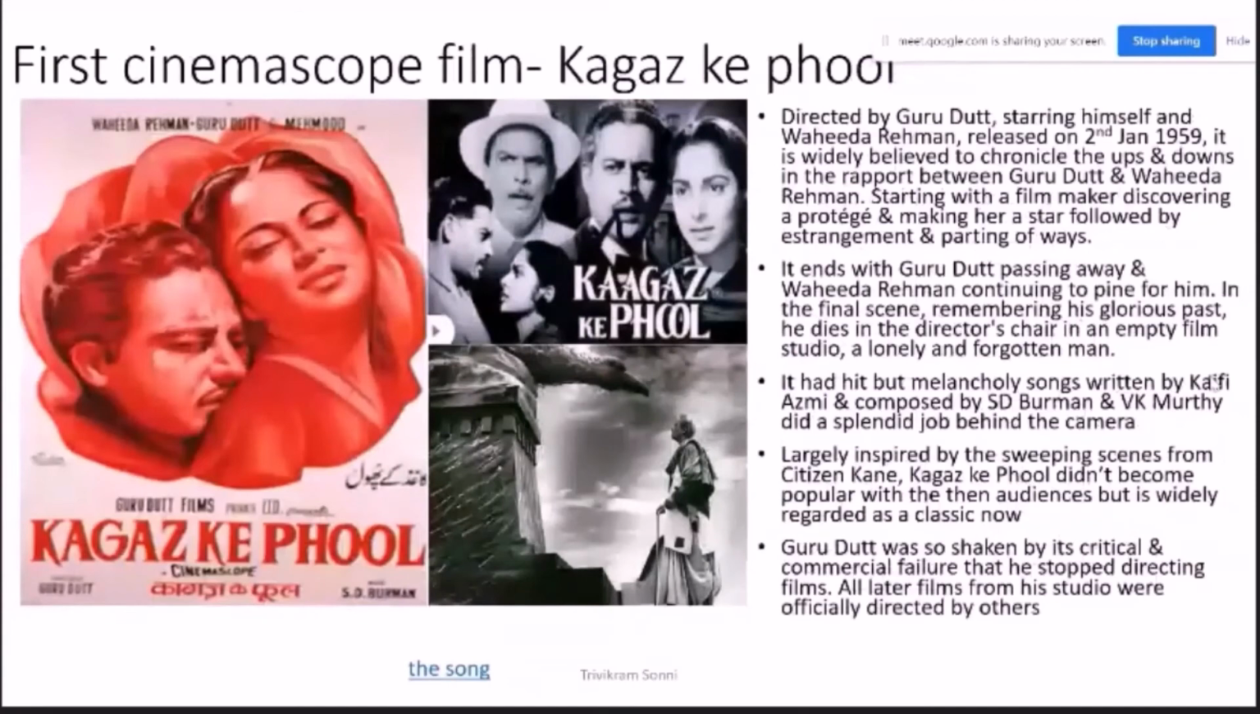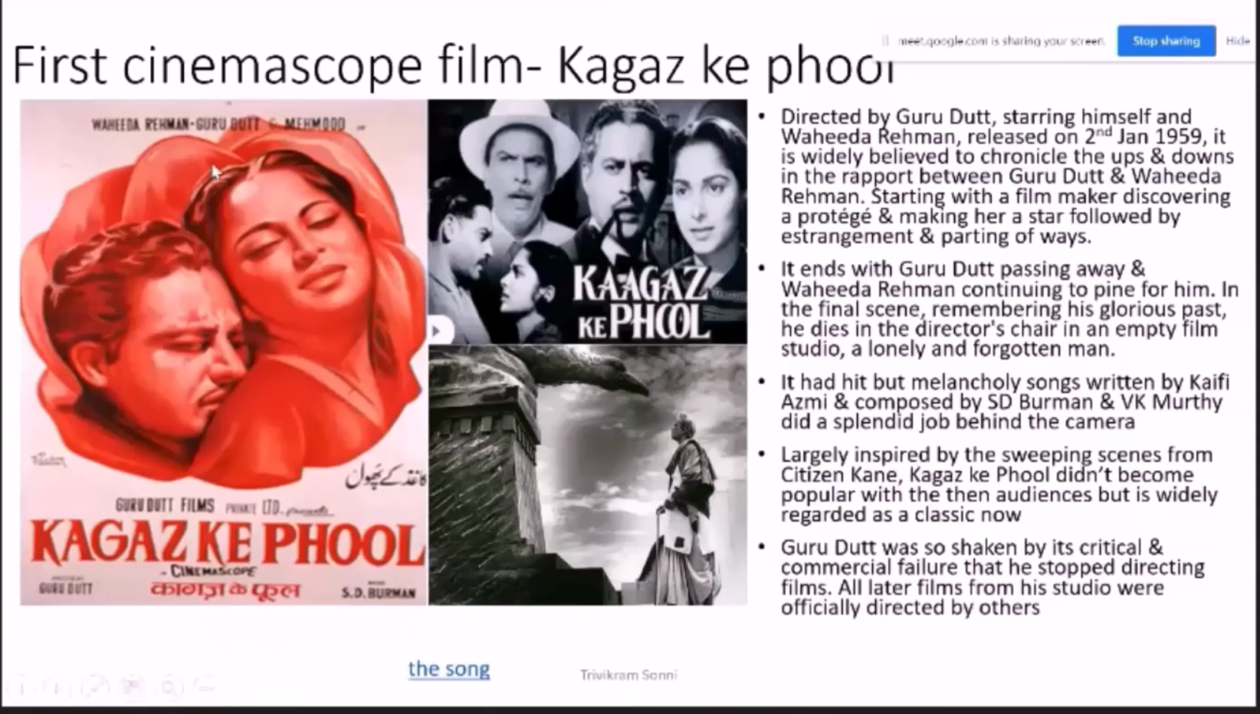Let's talk about our first CinemaScope film. Yeah, this was Kagaz Ke Phool. What is CinemaScope? CinemaScope is a change in the aspect ratio. Typically, if you see a 35mm film projected, it's almost like a square. CinemaScope is something wherein the aspect ratio is changed so that the width is way bigger than the height of the screen. Images look horizontal like that. That's something else. I'm not talking about 70mm now.